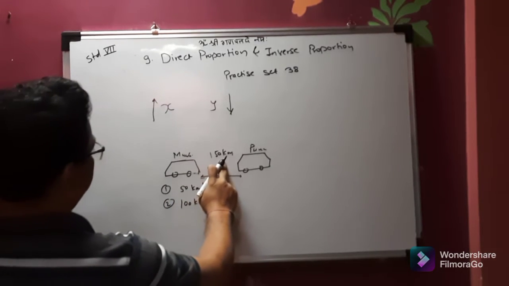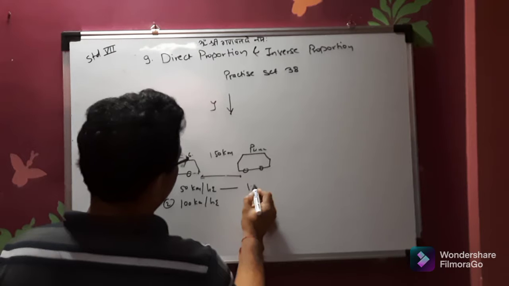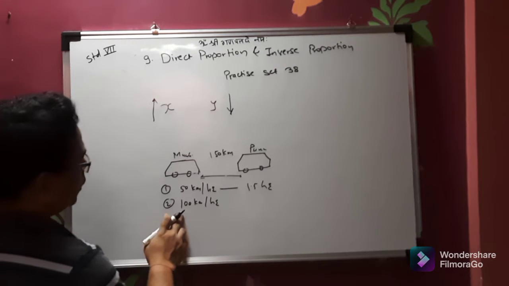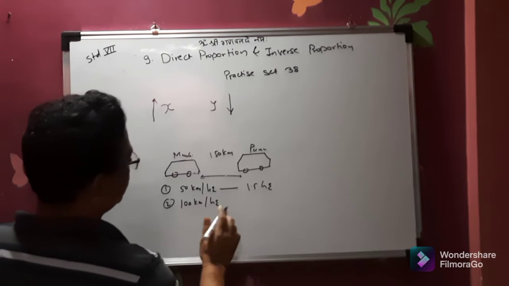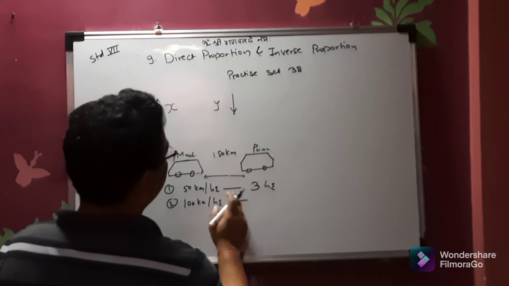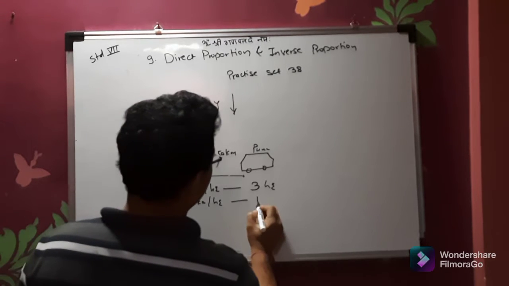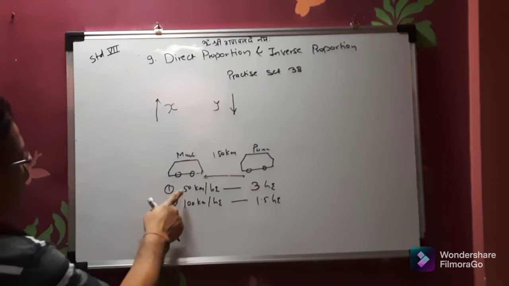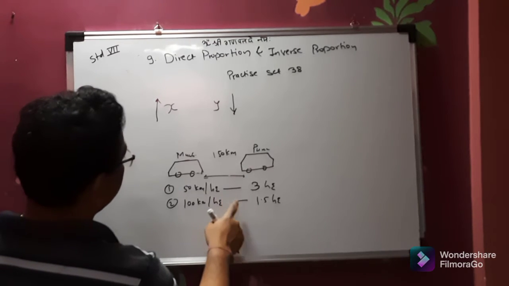So here the distance is same, but when the vehicle moves at 50 kilometer per hour, at that time it takes 3 hours. But if the other vehicle is moving at a speed of 100 kilometer per hour, how much time will it take? 50 kilometer per hour will take 3 hours, since 50 times 3 is 150. So 100 kilometer per hour will take 1.5 hour. So what we observed here is, when there is an increase in speed, the required time reduces. So this is inverse proportion.